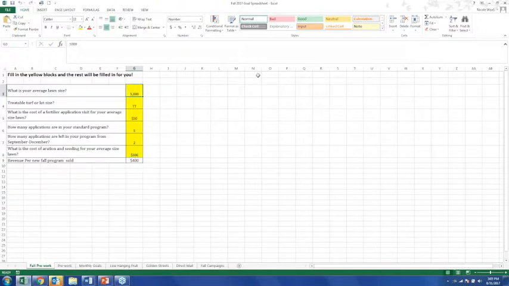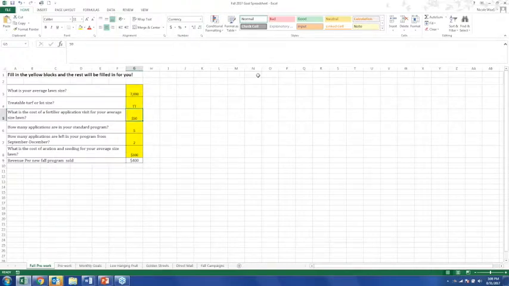What is your average lawn size? And so it says 5,000. I'm going to change it just so you see how things are affected. So it says 5,000. I'm going to make it 7,000. And you want to make sure everybody's talking the same language, so you want to make sure, are you talking treatable turf or lot size? Most likely people are talking treatable turf as opposed to the whole lot size.